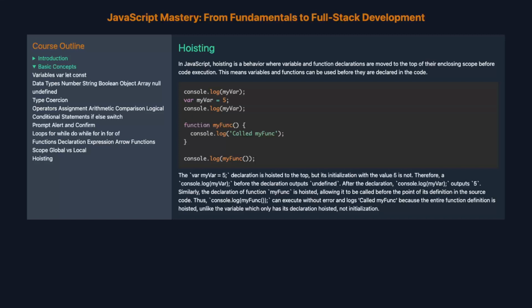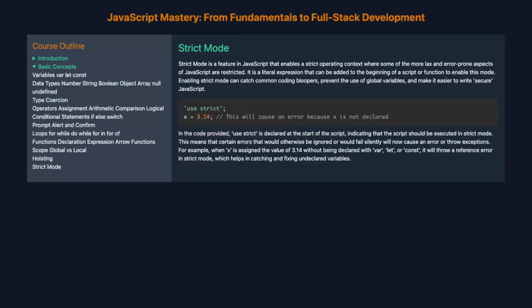Similarly, the declaration of function myFunc is hoisted, allowing it to be called before the point of its definition in the source code. Thus, calling myFunc can execute without error and logs "called myFunc", because the entire function definition is hoisted, unlike the variable, which only has its declaration hoisted, not initialization.